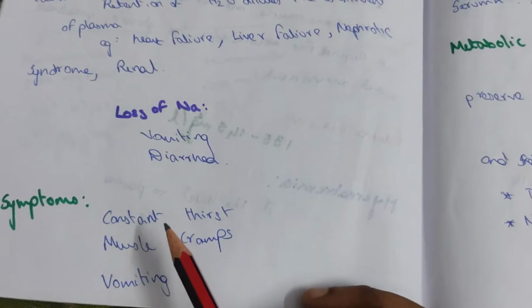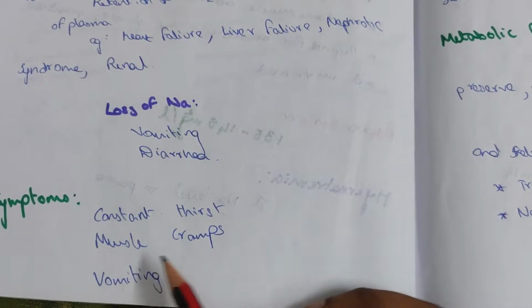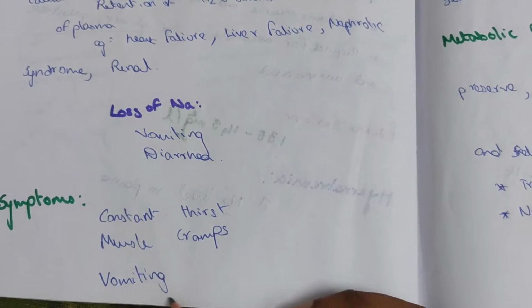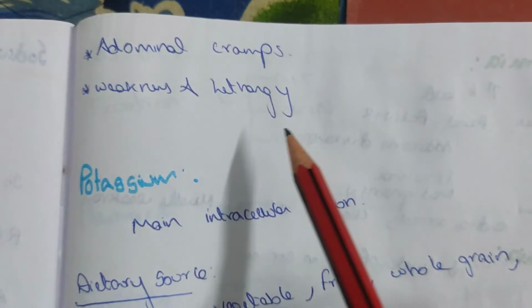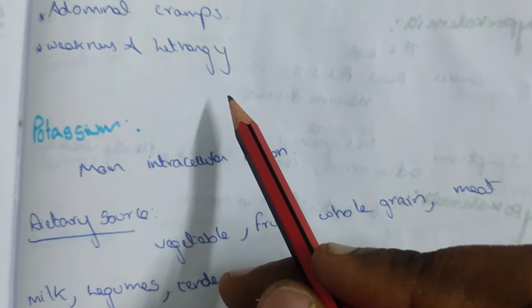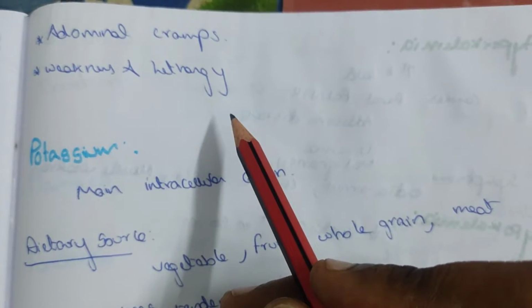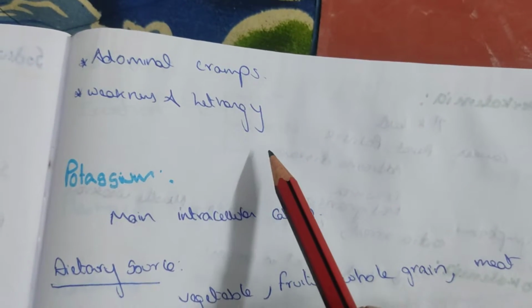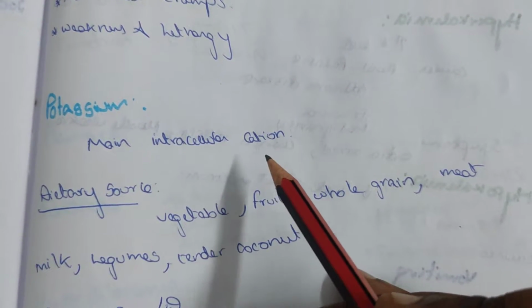The symptoms are constant thirst. They will always get thirsty. Muscle cramps will occur, and vomiting, abdominal cramps, weakness and lethargy. These are the symptoms of hyponatremia. Lethargic means very casual.